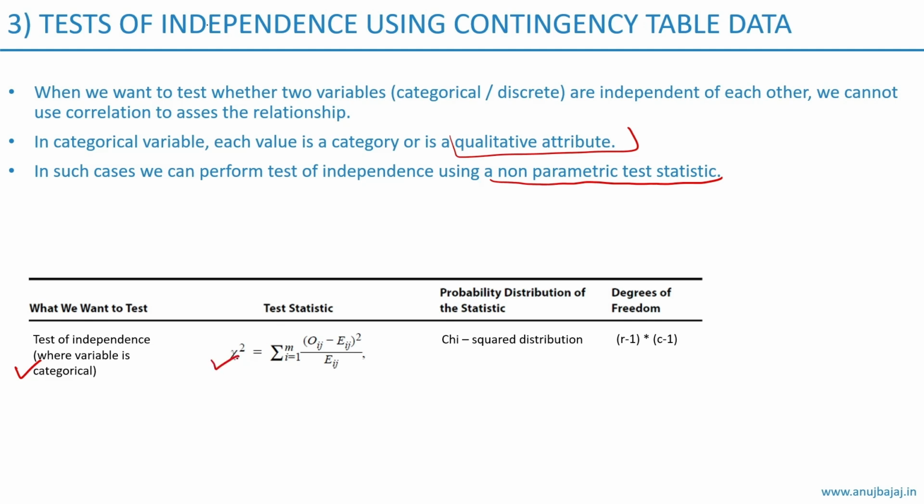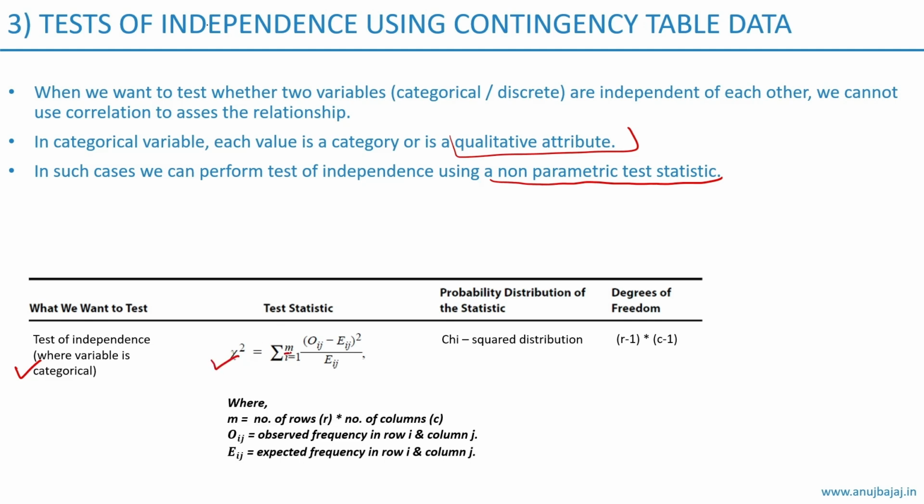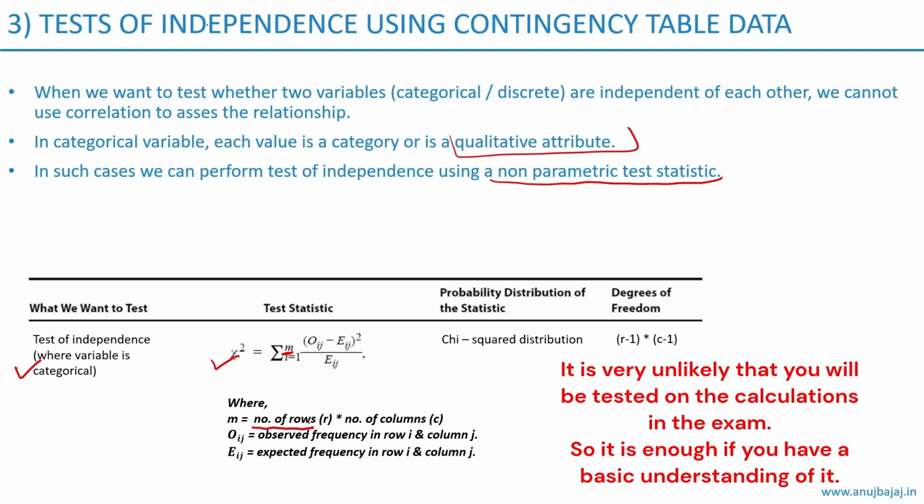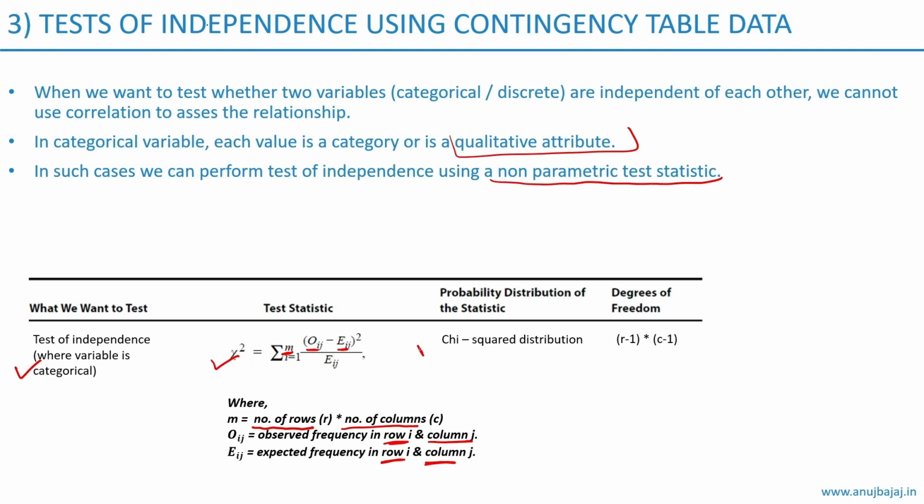This is the test statistic that we use, where M refers to the number of rows multiplied by the number of columns, that is, the total number of cells in the table, and O_ij refers to the observed frequency in row i and column j, and E_ij refers to the expected frequency in row i and column j. This test statistic follows a chi-squared distribution. The degrees of freedom that will be used to find the critical value is the number of rows minus 1 multiplied by the number of columns minus 1.